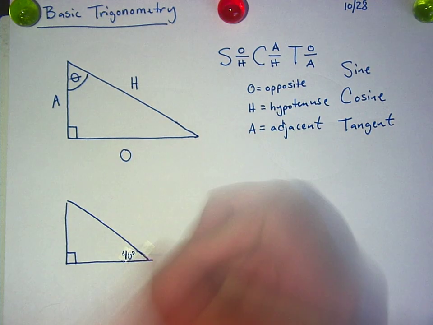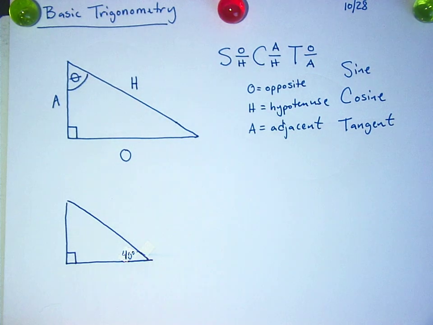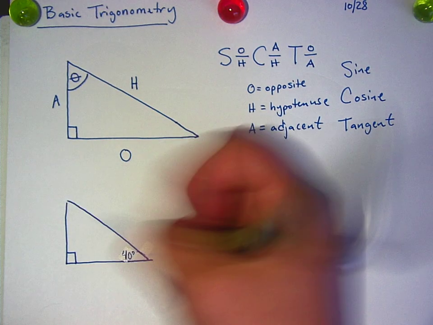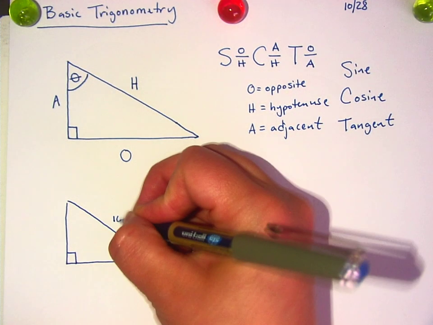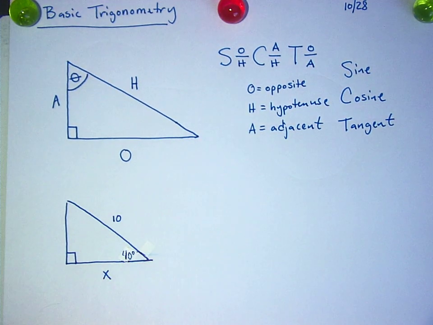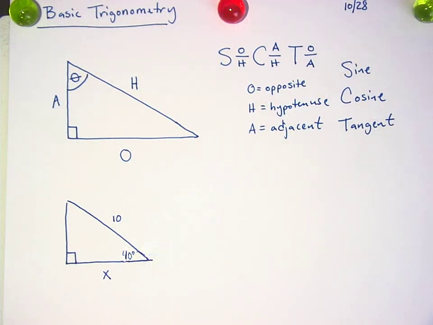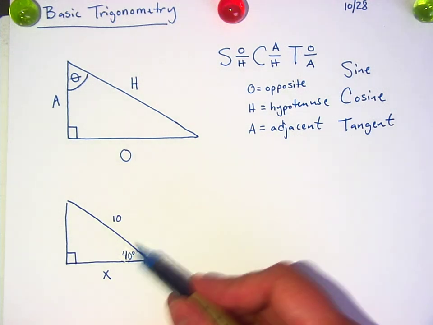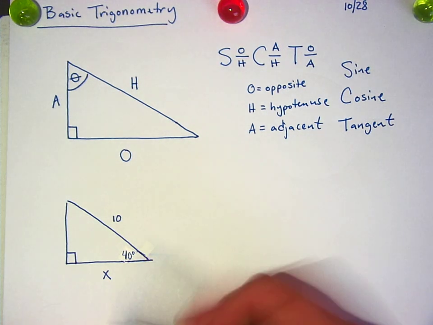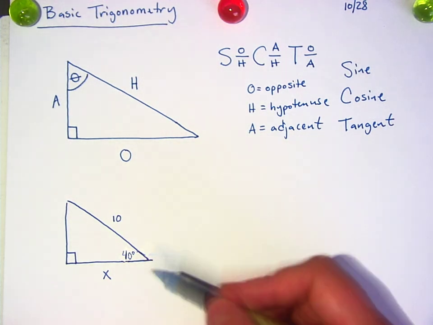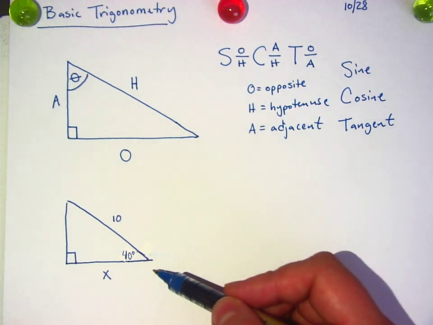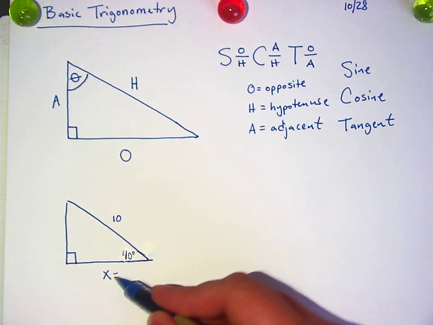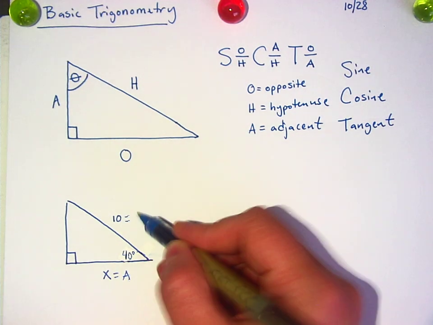Let's say this is 40 degrees here. And we know that the hypotenuse is, I don't know, 10, and we're trying to find out this one. All right, so you look at the angle that you've got, the one that we're referencing, and then you think about what sides we have. What sides do we have compared to that angle? Does everybody understand? This is the adjacent one, and this is the hypotenuse.